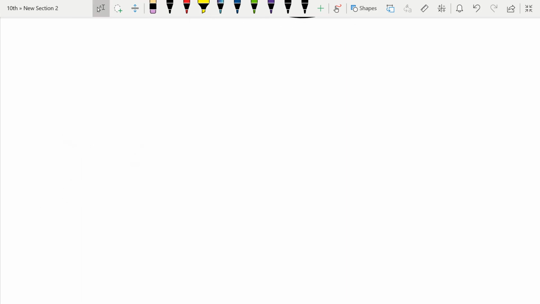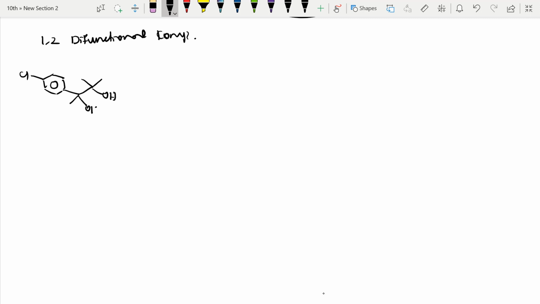Next, let us see a few more examples, right? So now it is 1,2 difunctional groups. These things we have studied, but let me revise everything now. So a 1,2 difunctional compound I can write, right? So for example, I will take this one. Chlorine is there, CH2, 2 methyl, and one position, two position, 1,2 difunctional, right?